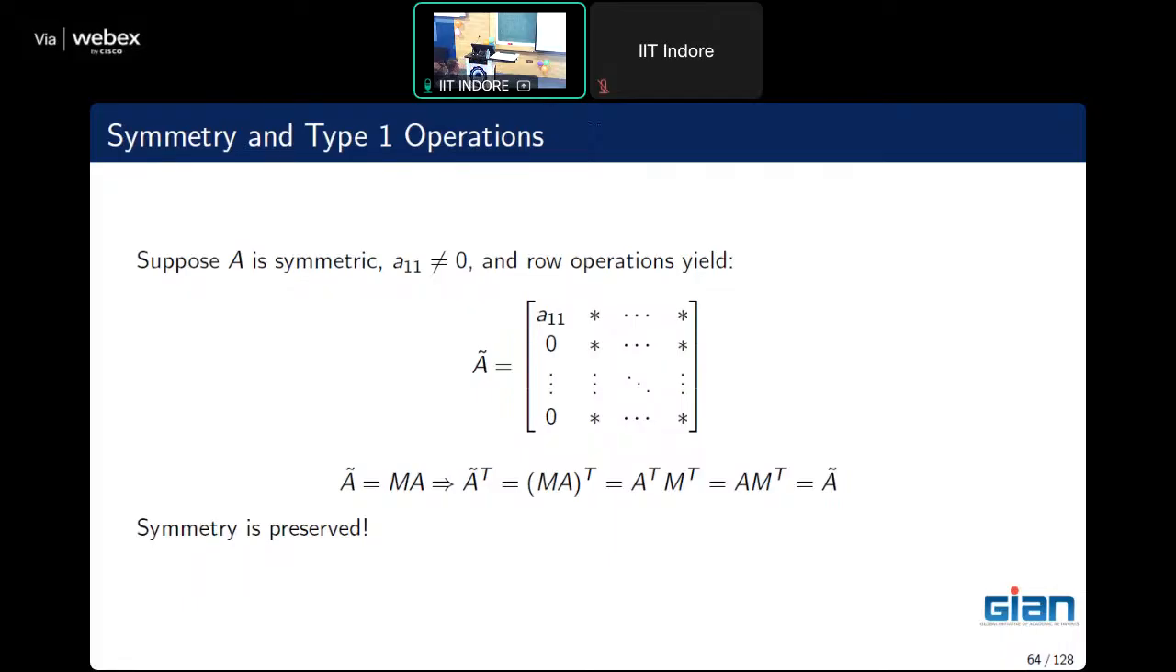Like with all this, if A is a symmetric matrix and you are doing row operations, then you can say that A tilde transpose equals A tilde. If it is symmetric and you multiply with the elementary matrix, it will also remain symmetric.